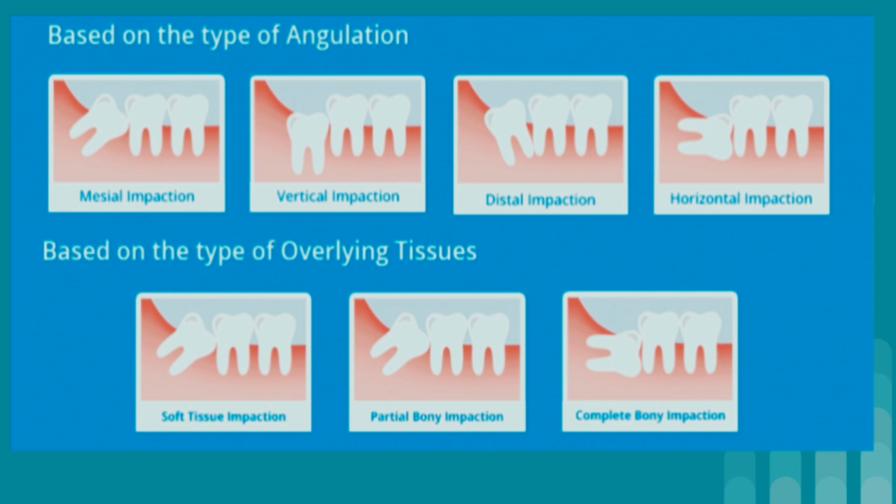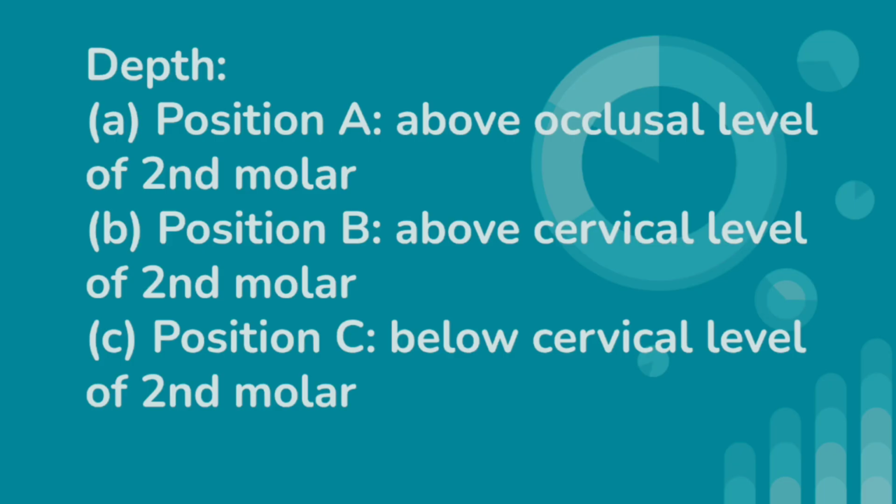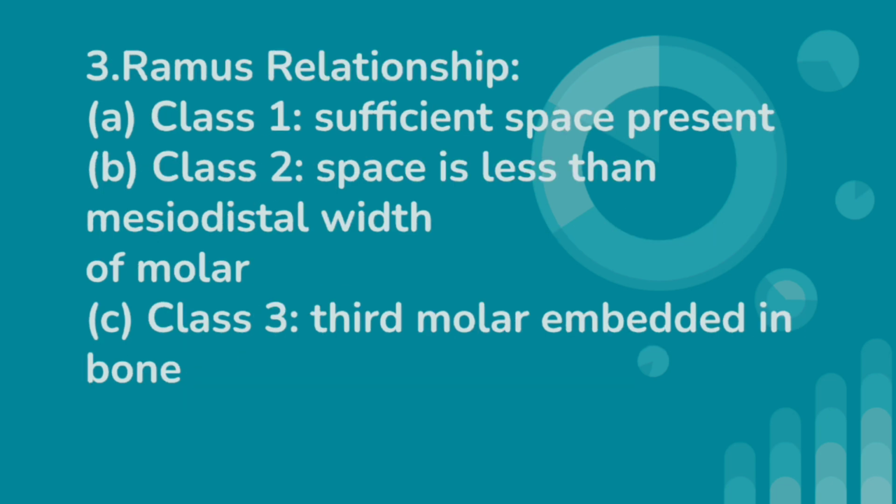Okay, so based on the type of overlying tissue: soft tissue impaction, partially bony impaction, complete bony impaction. Next, he classified by position or depth. Position A, above the occlusal surface of the second molar. Position B, at or above the cervical level of the second molar. Position C, below the cervical level of the second molar. So this is according to depth.